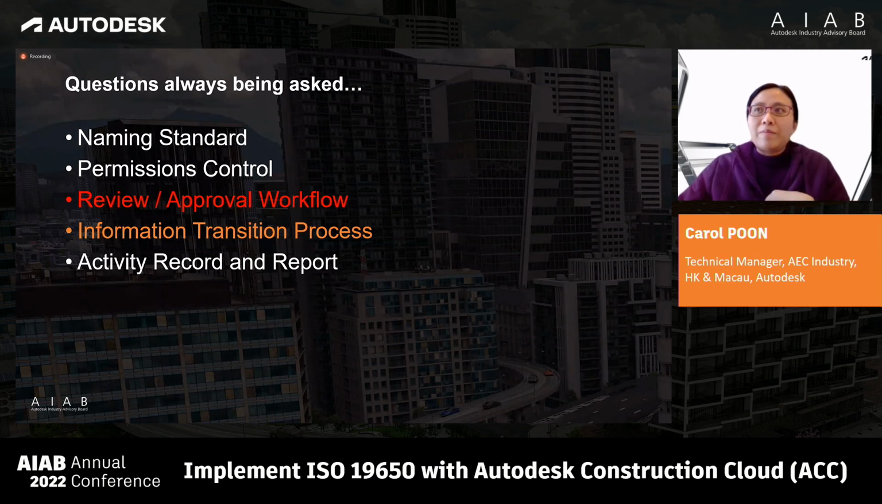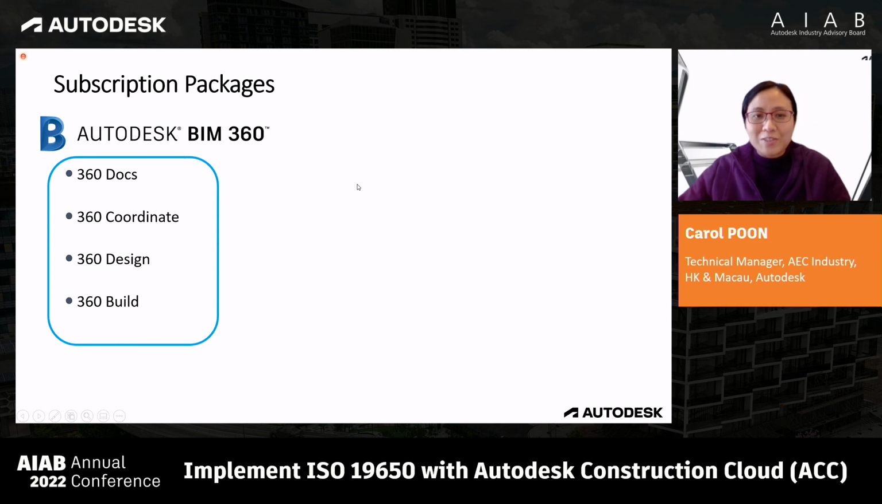According to my work experience, a lot of my clients are asking these 5 questions: the naming standard, permissions control, review and approval workflow in ACC, how information can transit from one information container to another, and lastly, how can we extract the activity records and reports from ACC? So let's take a look at all these questions.